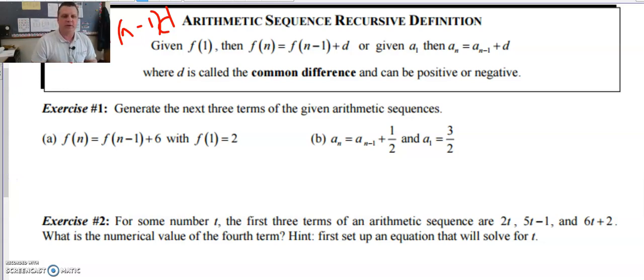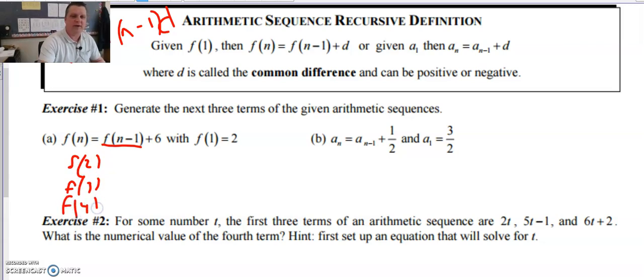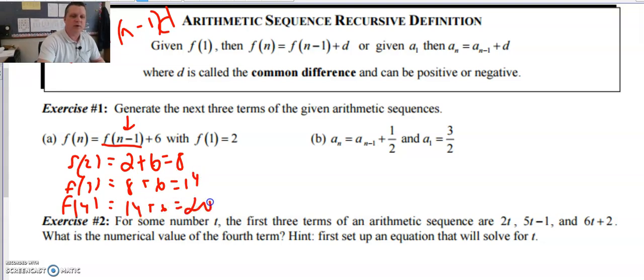Okay, so generate the next three terms of the given arithmetic sequence. We saw previously how you just keep plugging in for the previous term. That's what f of n minus 1 is. It's the previous term. Hopefully, we can get a little quicker with this. f of 2, f of 3, f of 4, next three terms. So what this means is the previous term. So 2 plus 6, 8. 8 plus 6, 14. 14 plus 6, 20.